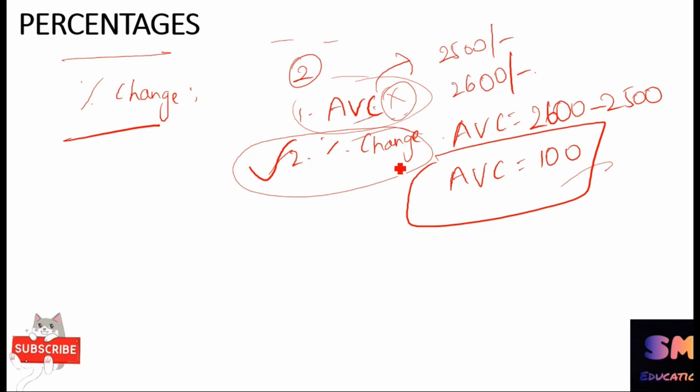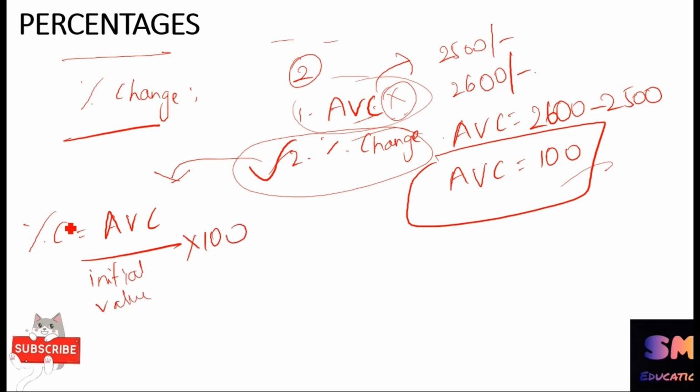Coming to percentage change, there is a separate formula. Percentage change is derived as absolute value change upon initial value into 100. This is the percentage change formula.